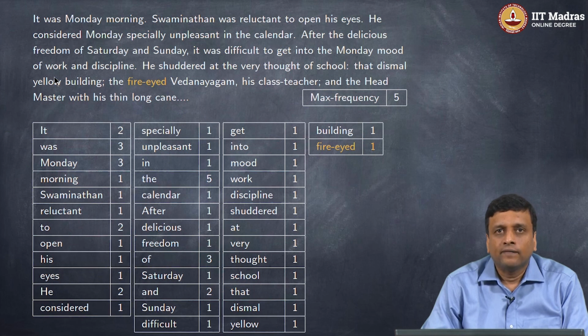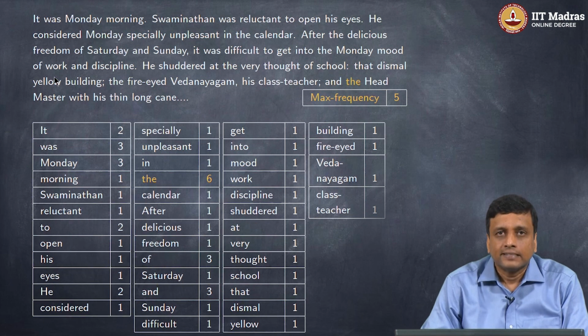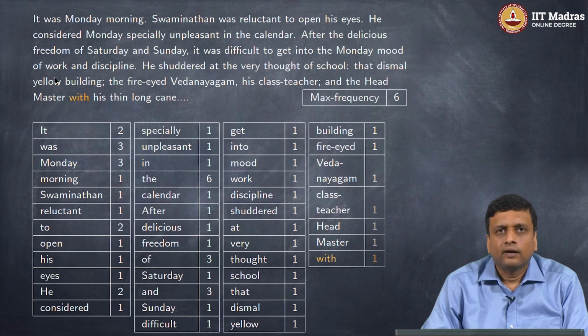Fire-eyed is 1, Vedanayagam is 1, his is 2, class teacher is 1, and is 3. Now, the appears again. So, the now moves from 5 to 6, 6 is higher than the maximum frequency. So, we update the maximum frequency to 6, head is 1, master is 1, width is 1, his is now 3, thin is 1, long is 1, and cane is 1.